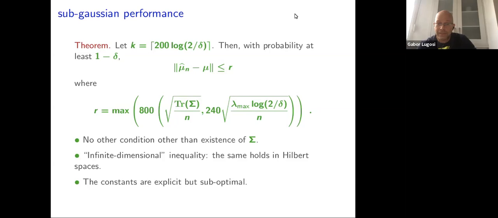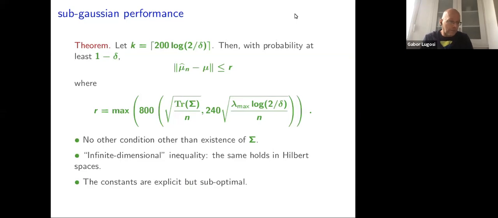So this is the corollary that we have: if we choose the block size and the number of blocks the same way as before, log one over delta, then with probability at least one minus delta, the Euclidean distance of the estimator to the true mean is bounded by this sub-Gaussian quantity.